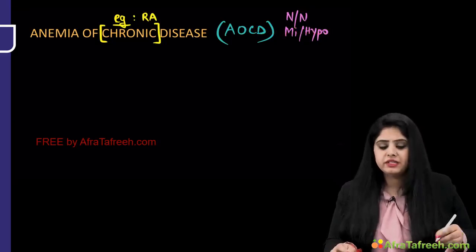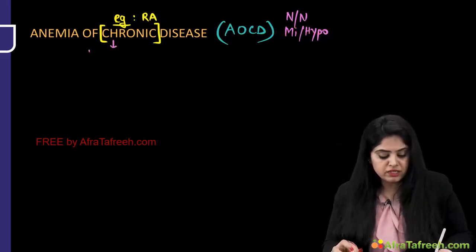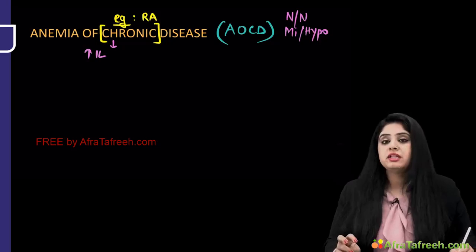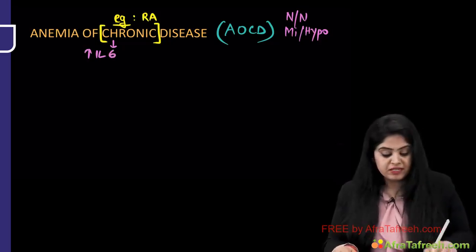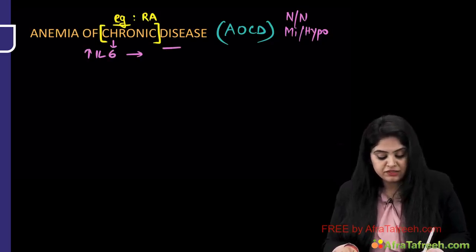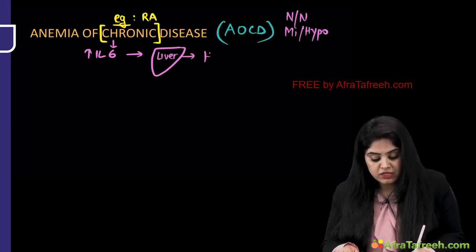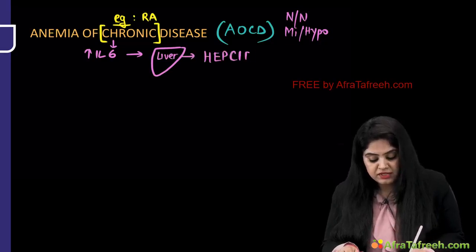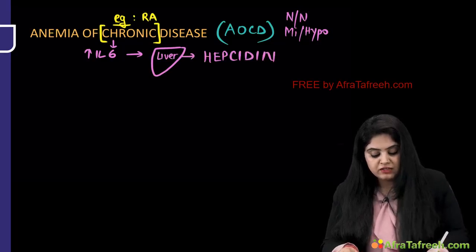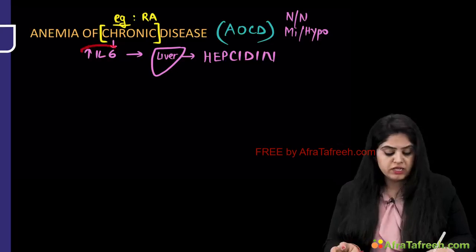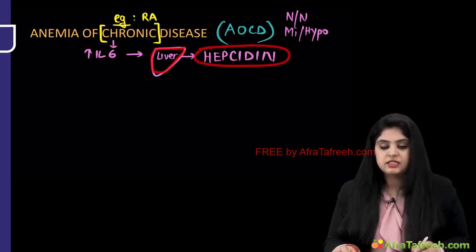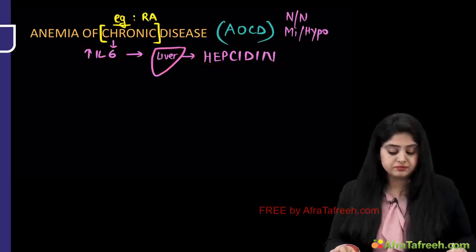And whenever any chronic disease happens, what is the interleukin that is going to increase? There is going to be an increase in interleukin, especially interleukin 6, in the body. And whenever interleukin 6 increases, it goes and acts on the liver and makes it release a molecule referred to as hepcidin. So let's repeat: whenever there is any chronic disease like rheumatoid arthritis, there is going to be an increase in interleukin 6, which will act on the liver and result in the increase of a molecule known as hepcidin.